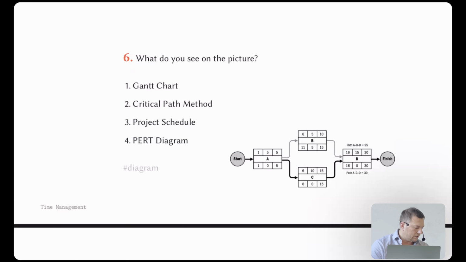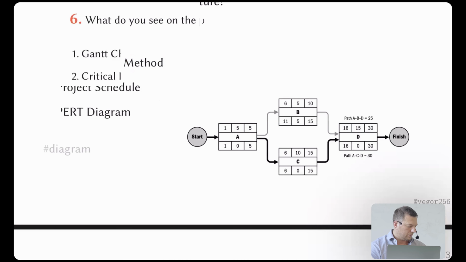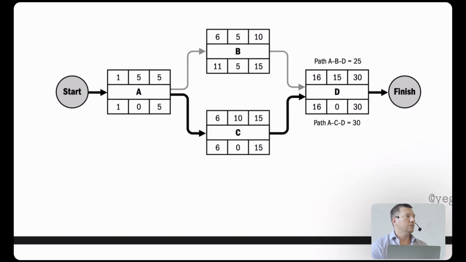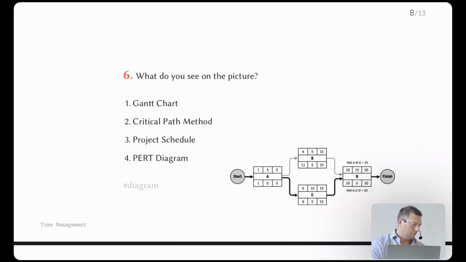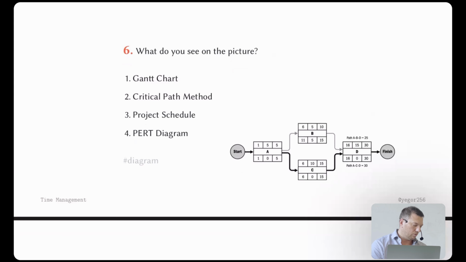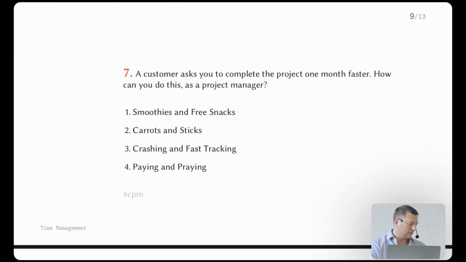Question 6, what do you see on the picture? Here's the picture. What do you see there? Do you know what it is? If you are a professional project manager, you would immediately say what it is, but we are still students, so there are 4 options for you. Gantt chart, critical path method, project schedule, or PERT diagram. Choose one, and we will discuss.